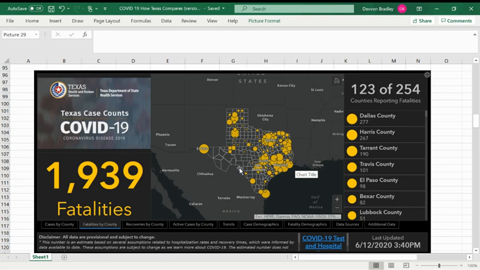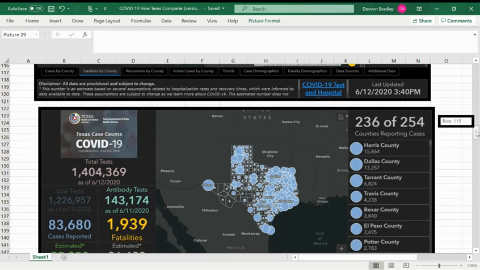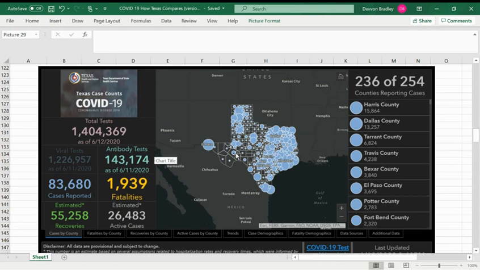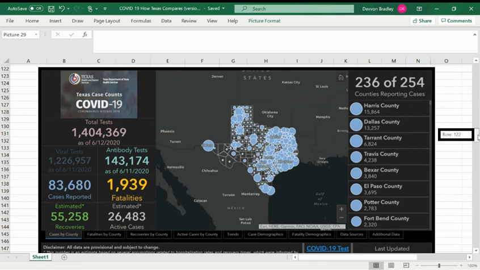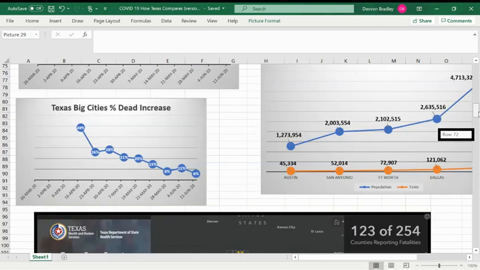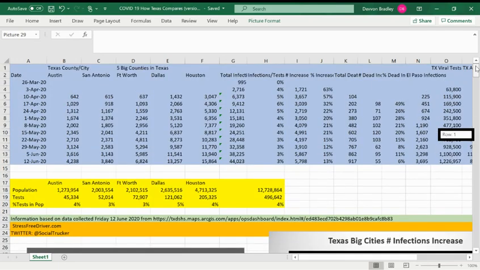When I started on March 26th, obviously all these dots weren't even here. And here we are, 12 weeks later. June 12th was the last time that site updated and that I used their data. So I pull that data, and here's just a picture of how many tests have been done in Texas, and then separated out by county. But when I scroll up, here's the actual raw data itself.